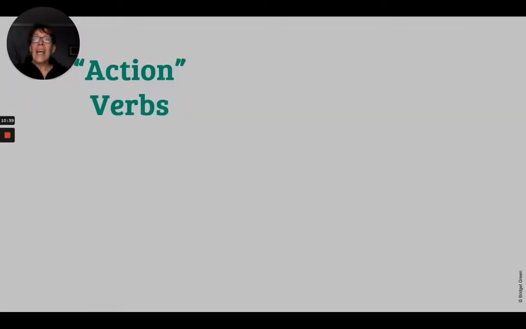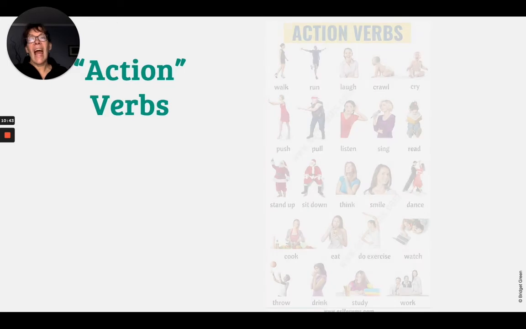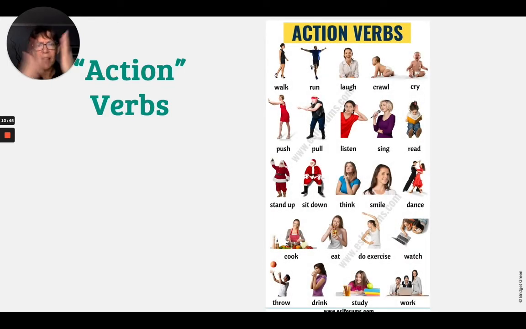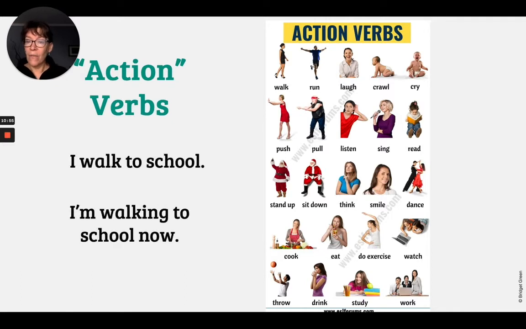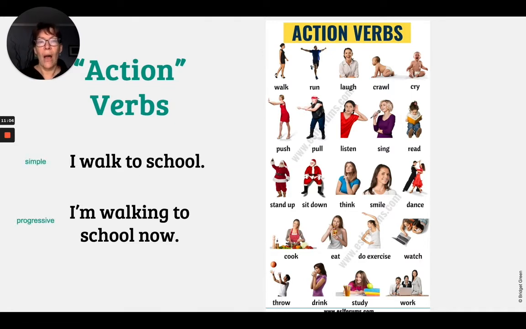Nice. There are two kinds of verbs, and one we call the action verbs. You can think of these as something happening. It's actually like a physical movement. You walk, run, laugh, crawl, cry. These are all action verbs. And with action verbs, they can come in the present simple, I walk to school, or in the progressive, I'm walking to school now. Both of those are okay.